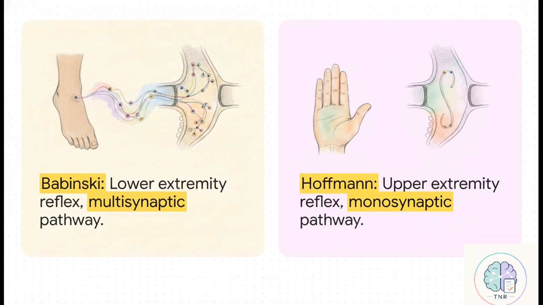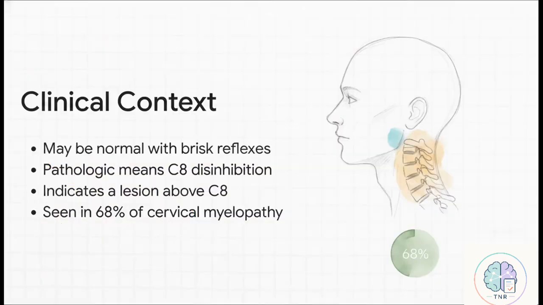The Babinski is a lower extremity multisynaptic pathway. Hoffman's, on the other hand, is an upper extremity reflex that uses a super-fast monosynaptic pathway. That single synapse, it happens right in Rexed lamina IX of the spinal cord. So how do we actually interpret this sign correctly in clinic?